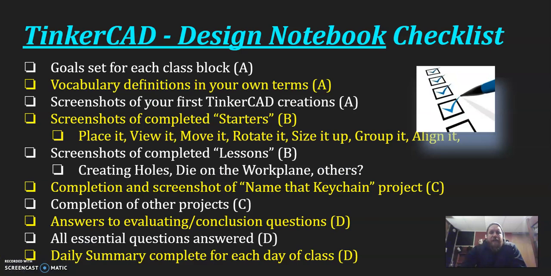So here you see the different items that we're going to be looking at and grading in your design notebook. So go through this. This would be a great time to pause the video and just go back through your design notebook and make sure that everything is done. The letter in parentheses is the criterion that we're grading. So letter A is inquiring and analyzing. Things from letter B, that's developing ideas. C is creating the solution, and then D is evaluating.